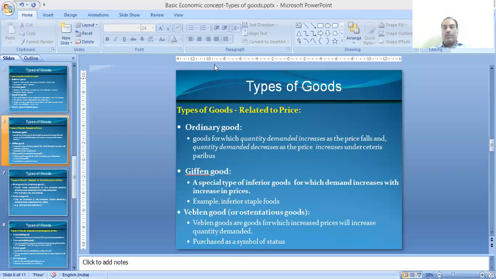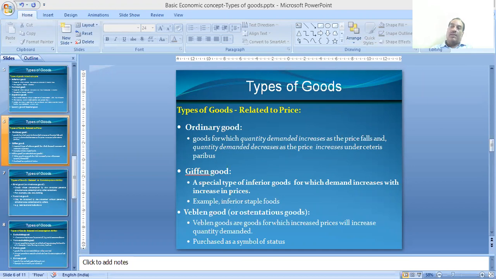Then there are prestige goods or ostentatious goods. Prestige goods are goods for which an increased price will increase quantity demanded. There are certain goods which are related to our status. We feel that if we have this, it will distinguish us and improve our status. People will think that yes, they have very luxurious prestige goods, ostentatious goods, and therefore, even if the price increases, people buy those. So it is purchased as a symbol of status.